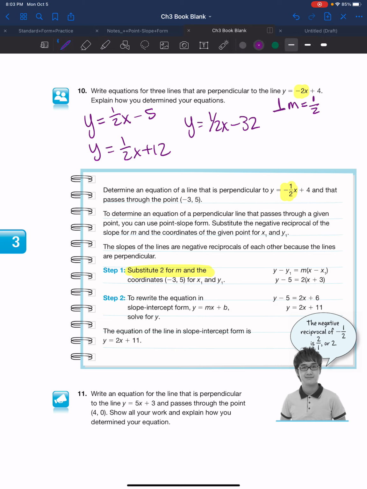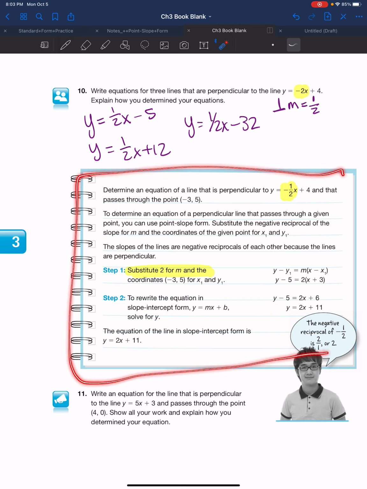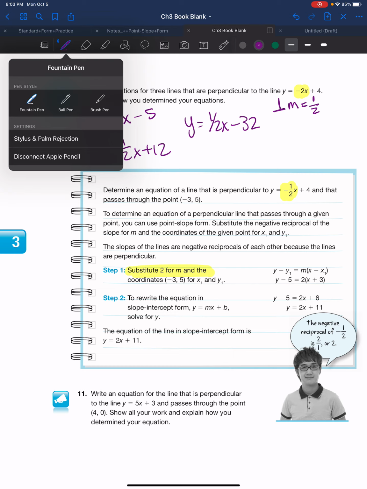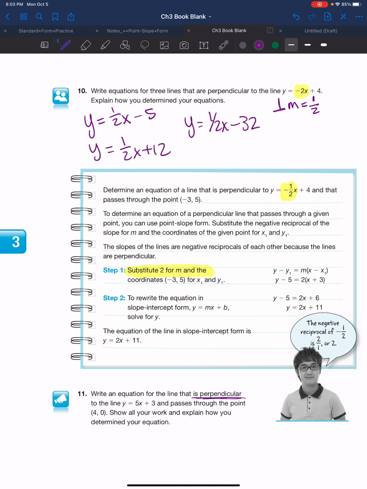Let's try number 11. So again, if you need to reference another worked example with the steps written out, you can look at that little notebook section that I've now circled 12 times. Okay, write an equation for the line that is perpendicular, underline it, you know it's important, to the line y equals 5x plus 3 and passes through the point (4, 0).